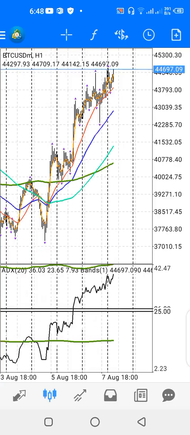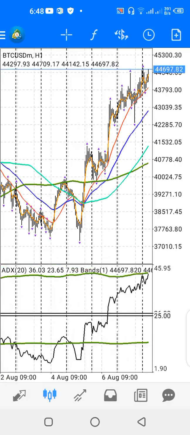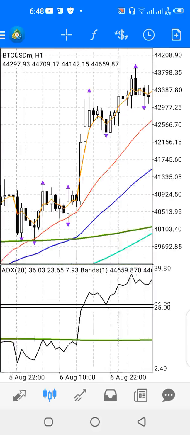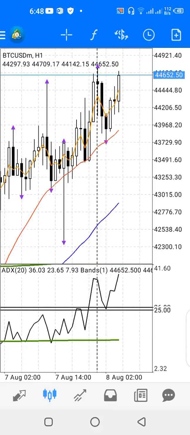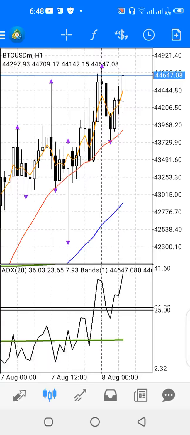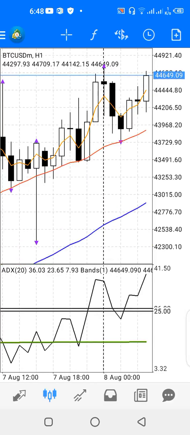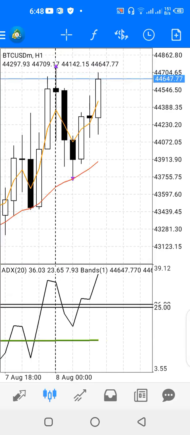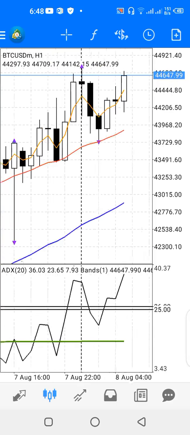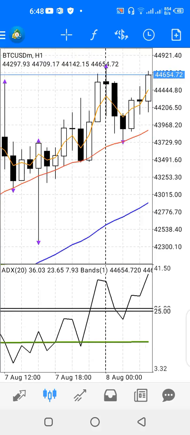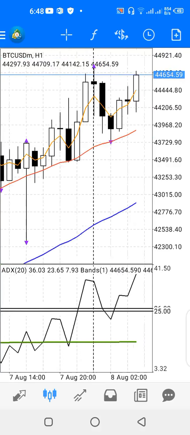Of course, you can use this strategy on any time frame. As long as you can see the moving averages or the indicators, you can use it on any time frame, and you can use it for any currency pair. You can use it to trade gold. You can use it to trade forex. You can use it to trade indices, Nasdaq. You can use it to trade volatility index. You can use it to trade boom and crash as well.